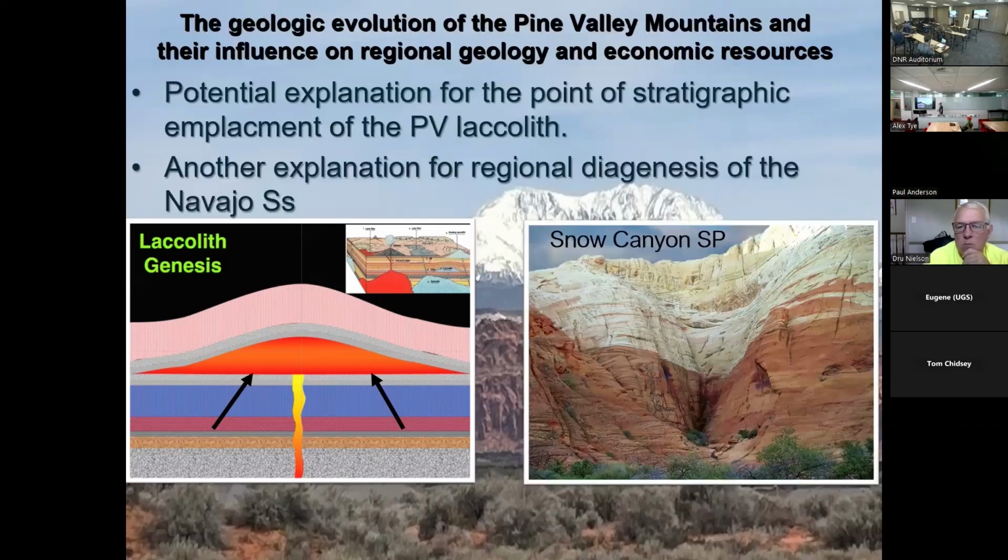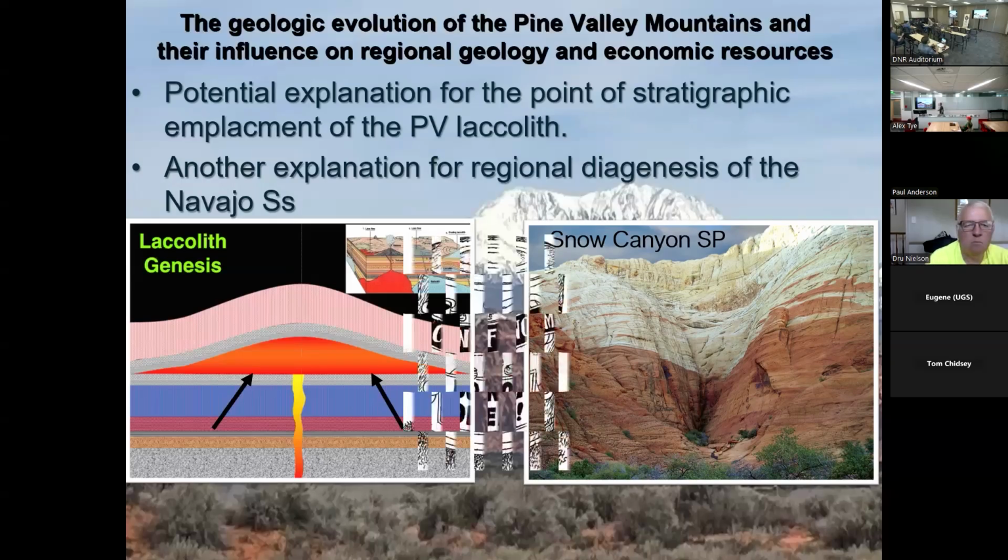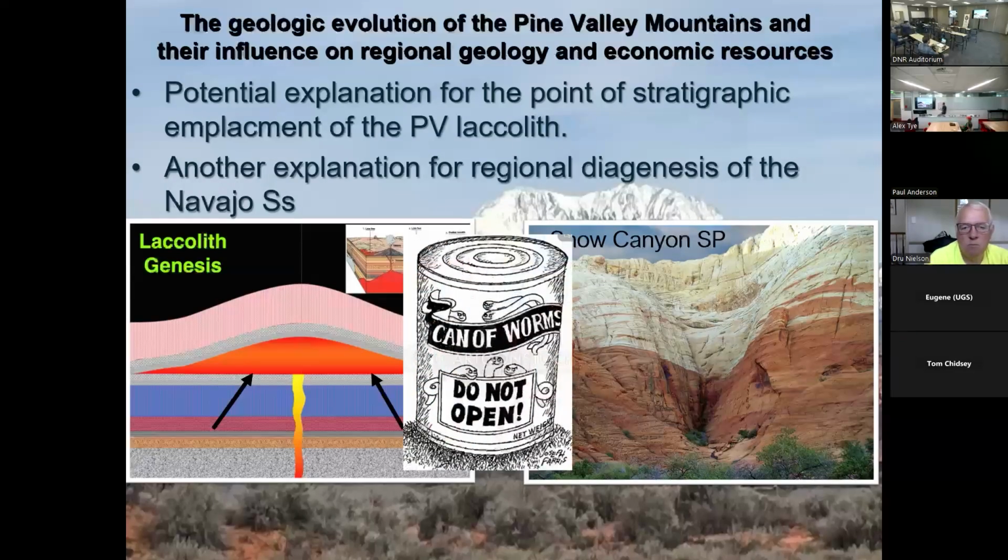Also, I'm going to present another explanation for the regional diagenesis of the Navajo Sandstone. I know there are many ideas on how the sandstone became white within Snow Canyon and other places, but I'll show you some evidence from regional work on another explanation of why that might have happened. And I might open up a can of worms in the process of doing that. So I'm hoping that we get some lively feedback.